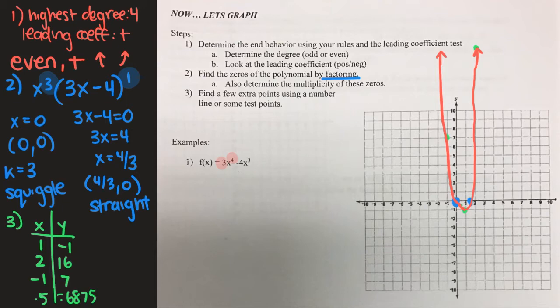And so this is how this graph roughly looks. There is a little squiggle or wiggle at the root (0, 0). We're going straight through at the root (4/3, 0). And then my end behaviors, they are both going to positive infinity. Okay? All right, let's do the next question on the next page.